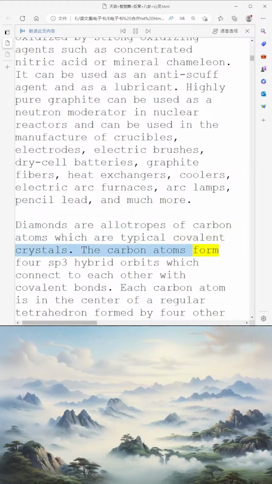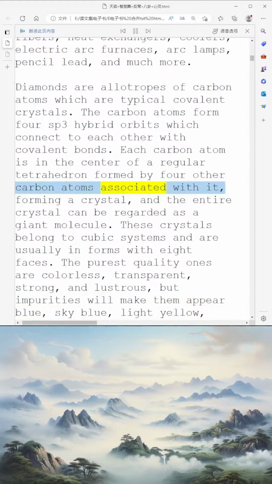Diamonds are allotropes of carbon atoms which are typical covalent crystals. The carbon atoms form 4 sp3 hybrid orbitals which connect to each other with covalent bonds. Each carbon atom is in the center of a regular tetrahedron formed by 4 other carbon atoms associated with it, forming a crystal, and the entire crystal can be regarded as a giant molecule. These crystals belong to cubic systems and are usually in forms with 8 faces.